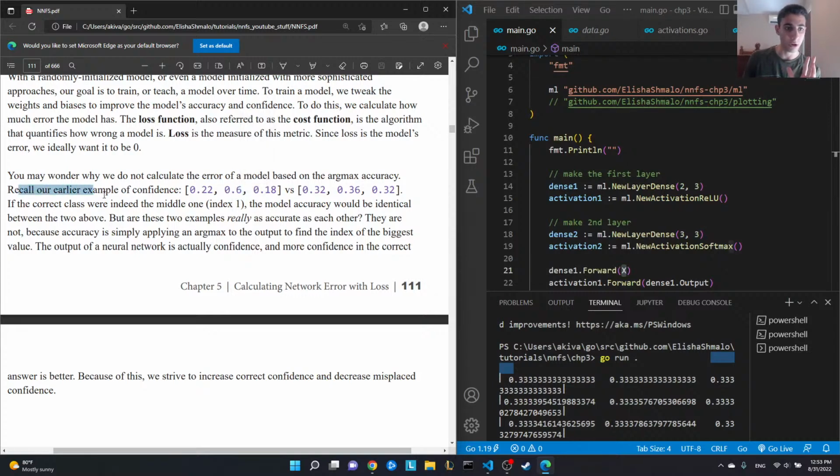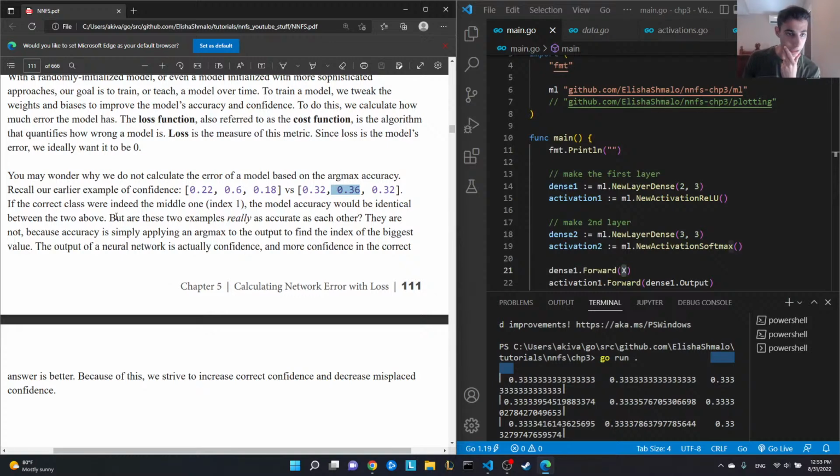For example, recall our earlier example of the confidence 0.22, 0.6, 0.18 versus 0.32, 0.36, 0.32. These will output the same argmax. So in both of these examples, the second index is the highest value. But you can understand how this one may be, quote unquote, more right. Like, for example, if the second index was the right answer, this one is more right than this one. And so that's what loss is coming to do. Loss needs to tell us that information.